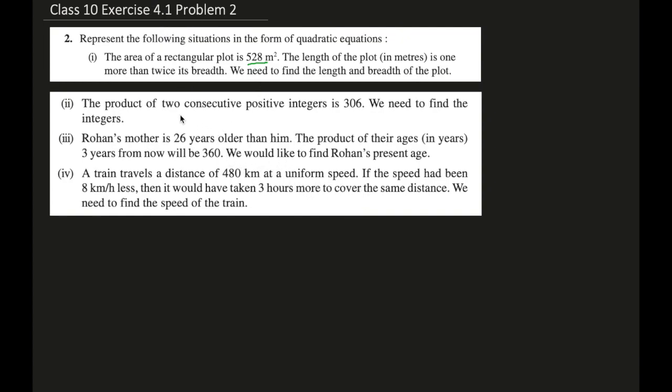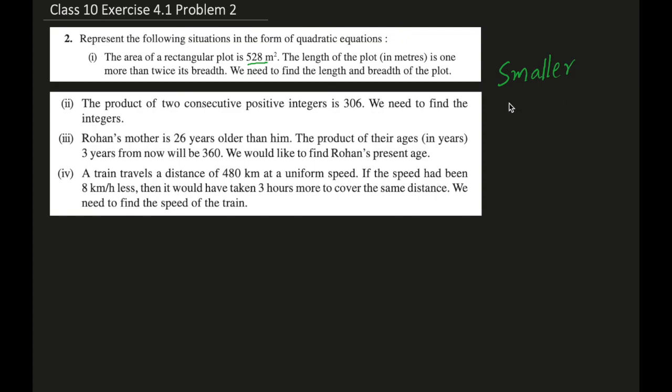Our second question is: the product of two consecutive positive integers is 306. We need to find the integers. Consecutive integers means the number that comes just after the previous number, like 1 comma 2, 2 comma 3. So these are the consecutive positive integers. Here we can assume that our smaller number is x. So the bigger number will be x plus 1.